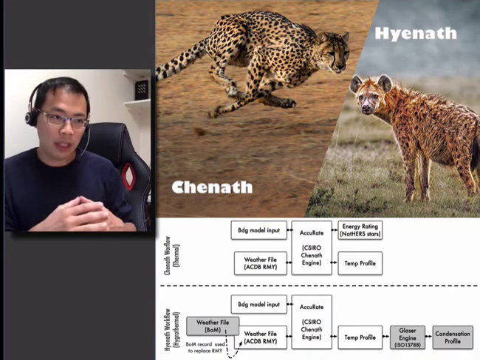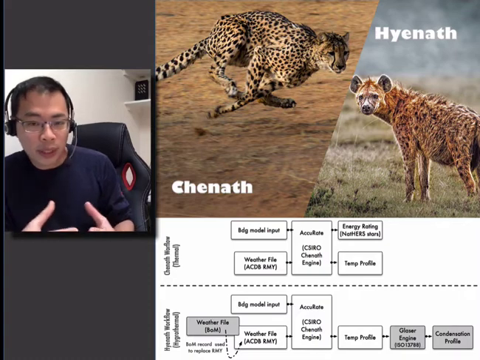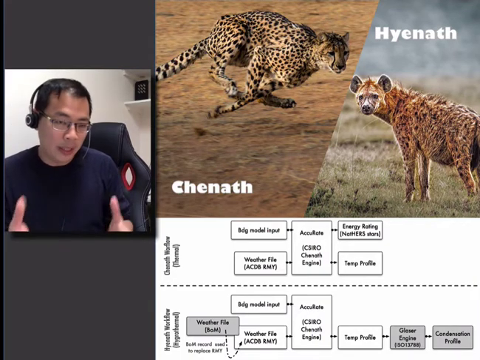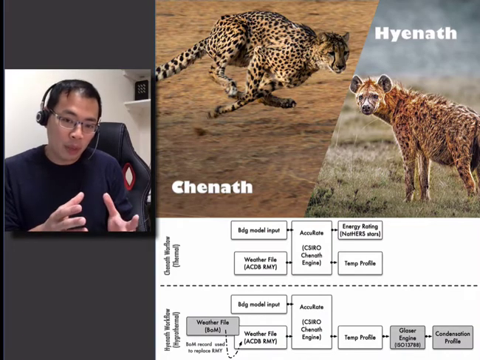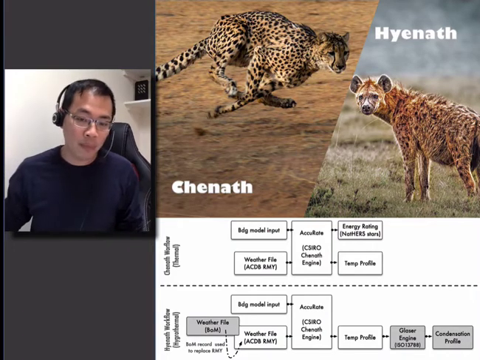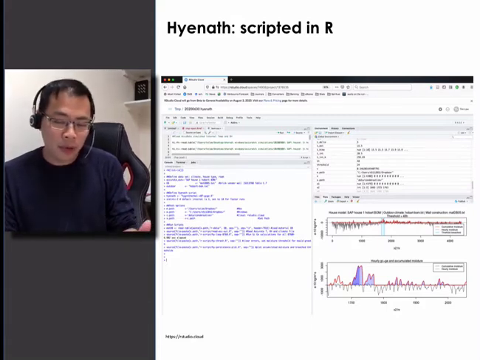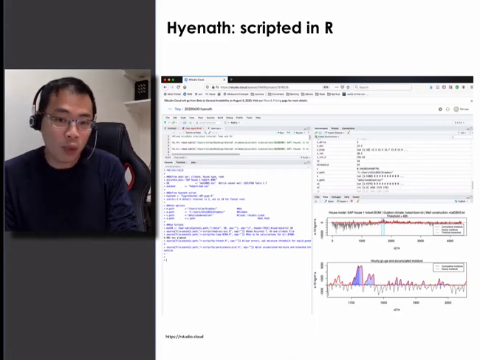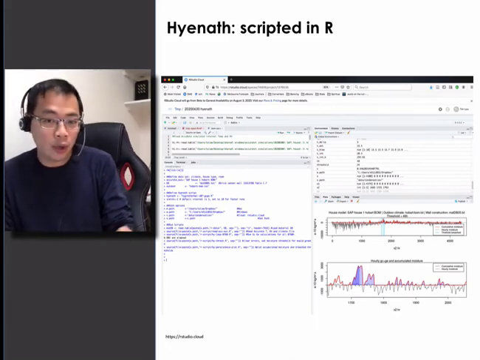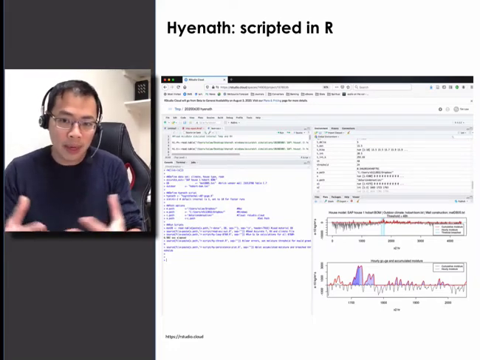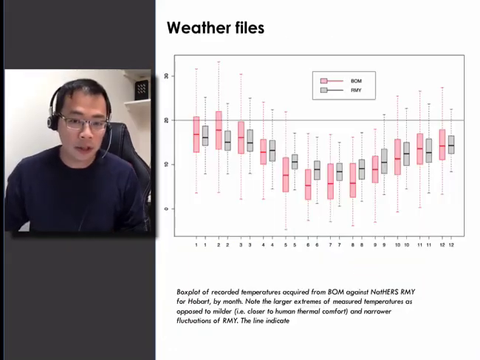To make this even more representative of a real world example, we were thinking that we could also replace the weather file that was included in the database with the weather file that we were downloading from the Bureau of Meteorology. The idea behind Hyenath is that it was going to be open source software, so that other building scientists who have an interest in this could take a look under the hood, see how the snippets are written, and make their own amendments or recommendations.